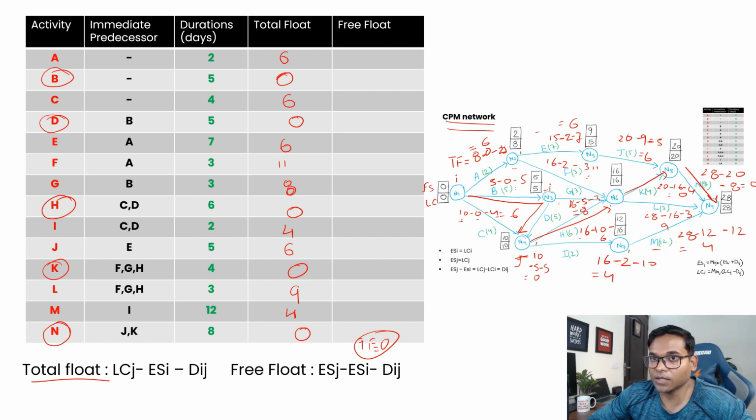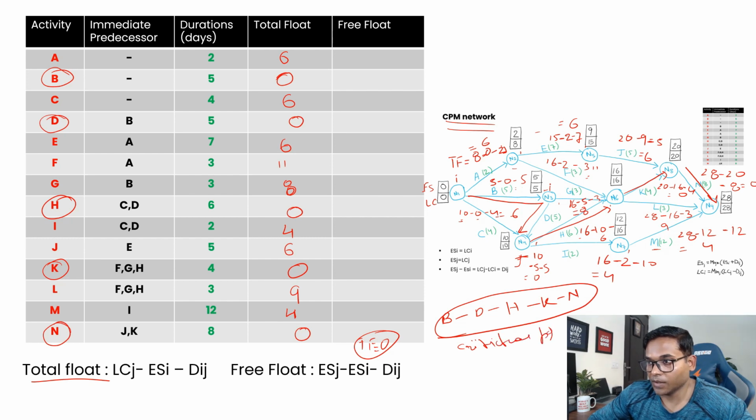Remember, this one we made actually our critical path, B to D to H to K to N, right? This was the critical path we identified earlier. And on this critical path, all the total float are 0, and it should be 0. So this is another way of checking whether your problem is correct or not. So on the critical path, all the activity total float should be 0. Okay, now coming to the next thing, that is your free float.